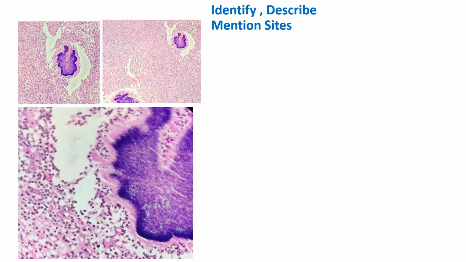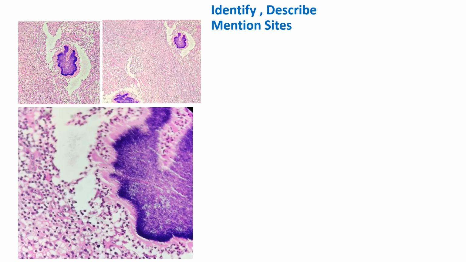Let us start the first slide please. Identify, describe and mention the sites. Now these are the low power views and you can see some blue structures, colonies of the bacteria here, surrounded by the inflammatory cells.